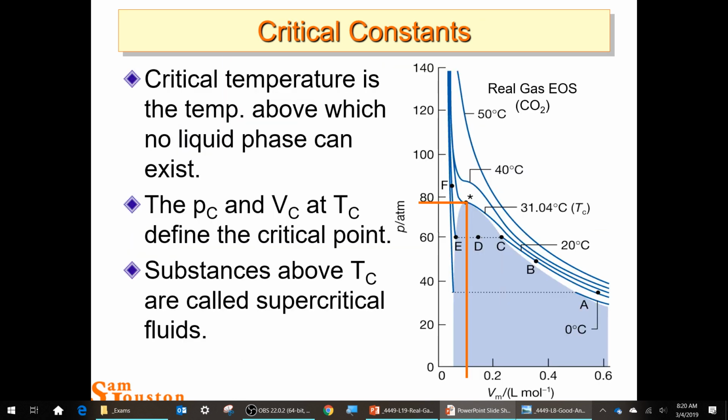And so let's think about these critical constants. There's a pressure, there's a volume, and there's a temperature that's going to define that point in this phase diagram. So PC, VC, and TC, those are the critical constants, pressure, temperature, and volume, that define the critical point.